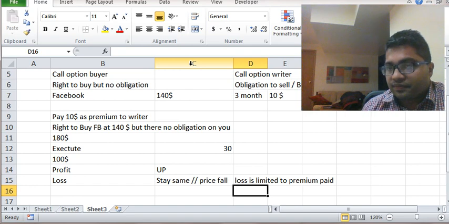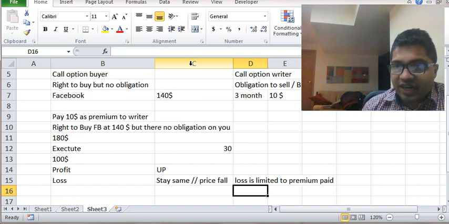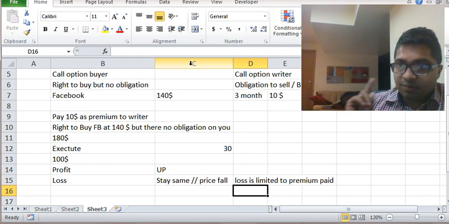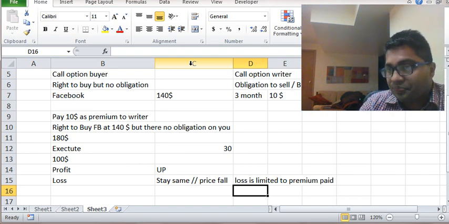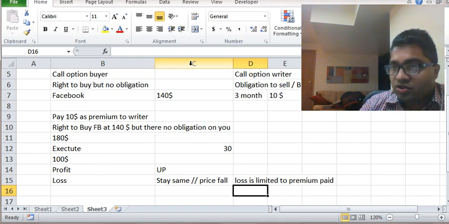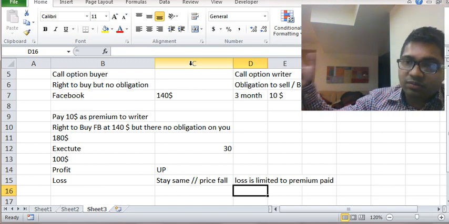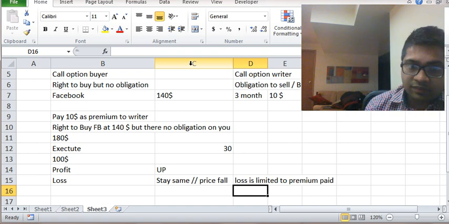This is call option. Call option gives you right to buy an underlying at a specified price, but there is no obligation. It makes money when price goes up. It loses money if price goes down or it remains same. Maximum loss is always the premium paid. You cannot lose beyond that. So call option is a mechanism of getting small losses and betting on big profits. Okay.